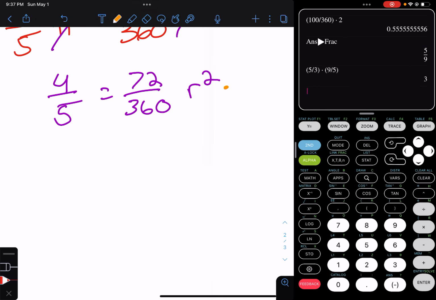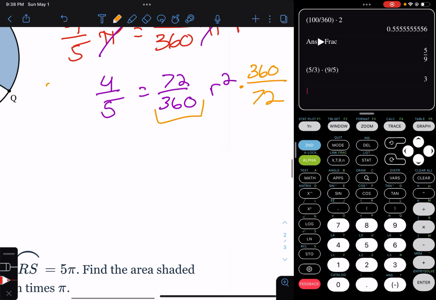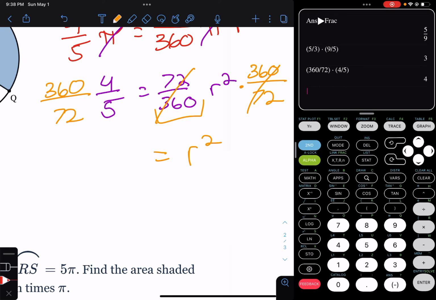So we have to get the r squared by itself. We're going to multiply both sides by the reciprocal of this guy. So we get 360 over 72. These cancel, and I can now figure out what r squared is. So I'm going to do 360 over 72 times 5/4, or 4/5. I'm really struggling with talking today. All right, so we go ahead and we get that.